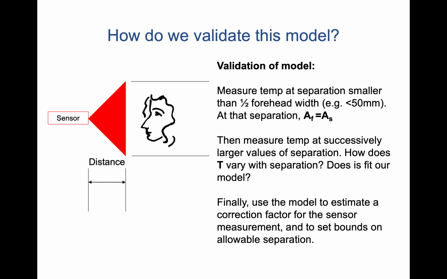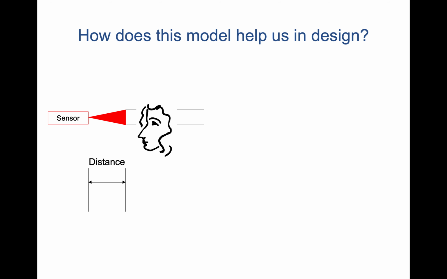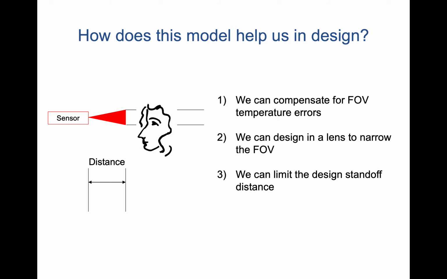Okay, so we made up a model, we validated the model, now we use the model to try to inform our design choices. So here we go. Here are 3 things we can do to help us in design. We could compensate for the field of view temperature errors. We know now how our model predicts under-representation of temperature, and then we can fix that.